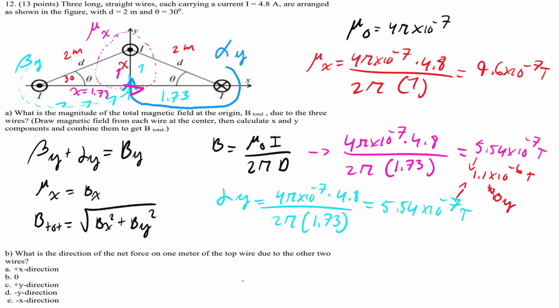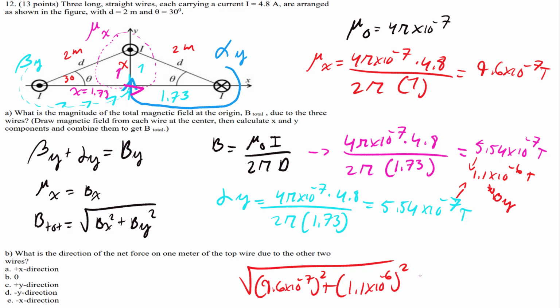So now we have the square root of (9.6 times 10 to the negative 7) squared plus (1.1 times 10 to the negative 6) squared. And if you do that, you end up getting 1.46 times 10 to the negative 6 Teslas. Awesome. So that was your answer. I just took my time explaining it to you. Hopefully you could just replay it and solve it for yourself.